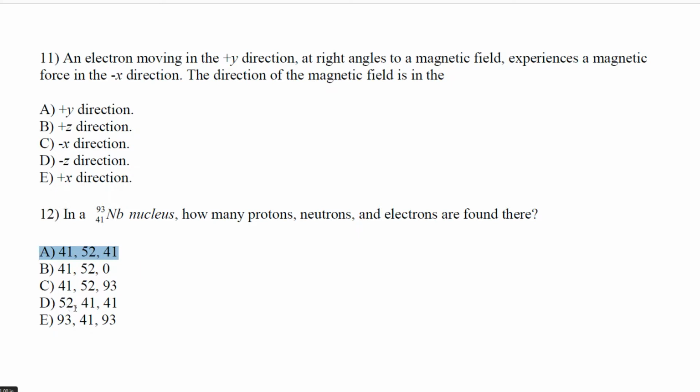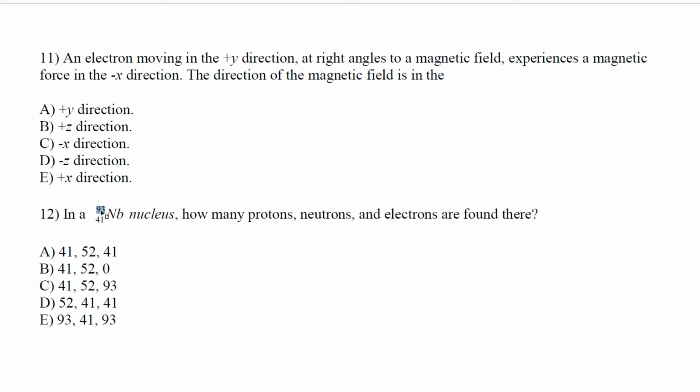And actually, that's already enough to determine the answer. You're done. Because there's no other options that have 41 and 41 for the first and the last answer. But let's reason with why it's 52.